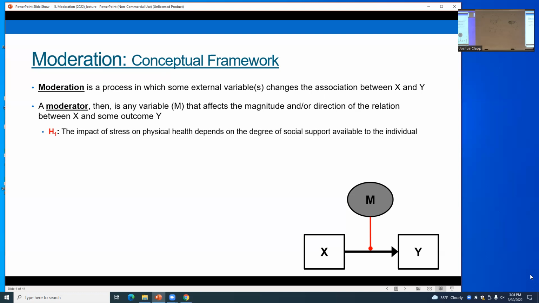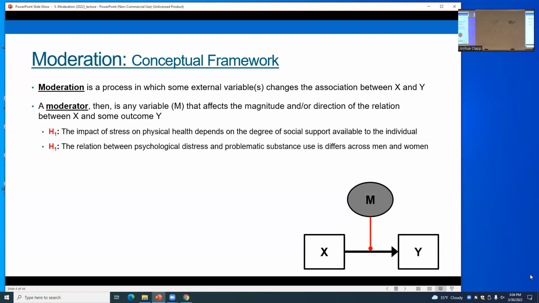So for example, we could say that the impact of stress on physical health depends on the degree of social support available to people. We know stress is bad for you, right? Stress is not good. It sort of has all sorts of physiological impacts, right? But does stress have the same physiological impact on everybody across the world for always and forever the same way? Probably not. There are probably some sort of person level factors that start to change the nature of that association. So we might say social support, like if I'm completely isolated, does stress have the same impact on my physical health as if I'm someone who has a good support network, so on and so forth, okay?